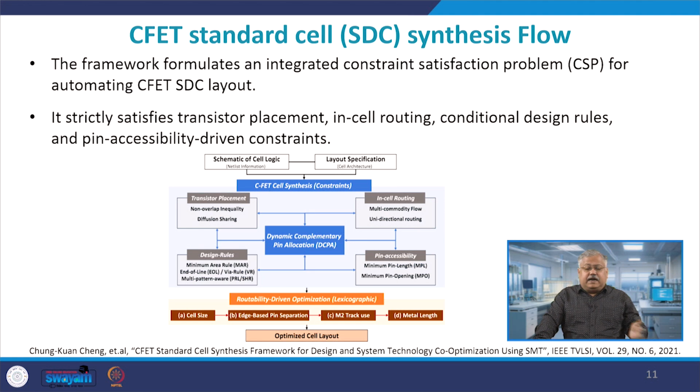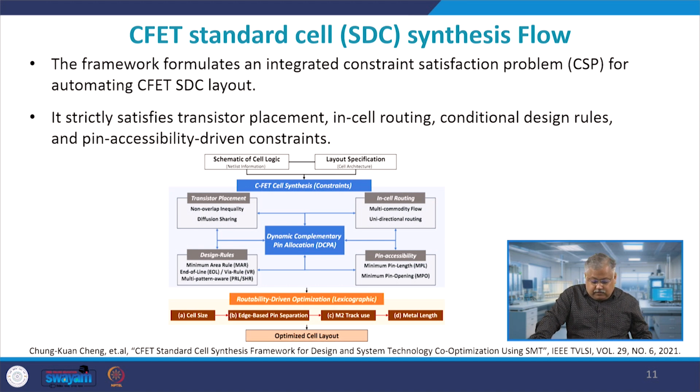Now, the CFET standard cell library synthesis flow is shown in the diagram below, and we typically have the schematic of the cell logic. We know the layout specification from the cell architecture. These 2 are mixed together to get the CFET cell synthesis, basically the constraints, specifically the timing constraints and so on and so forth. Then you do placement and routing, and then you check the design rule and the pin accessibility using DCPA, which is basically the dynamic complementary pin allocation scheme. This is the middle level of the flow.